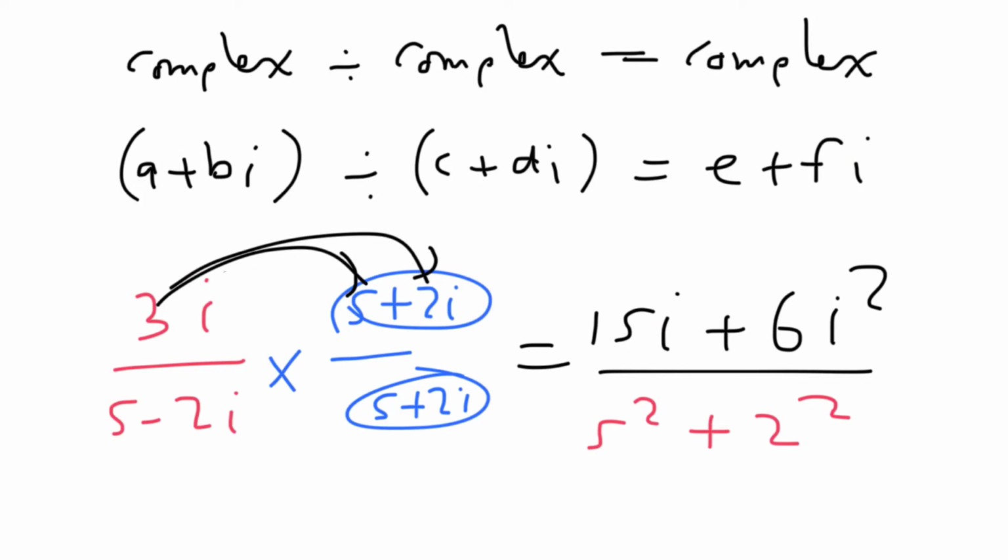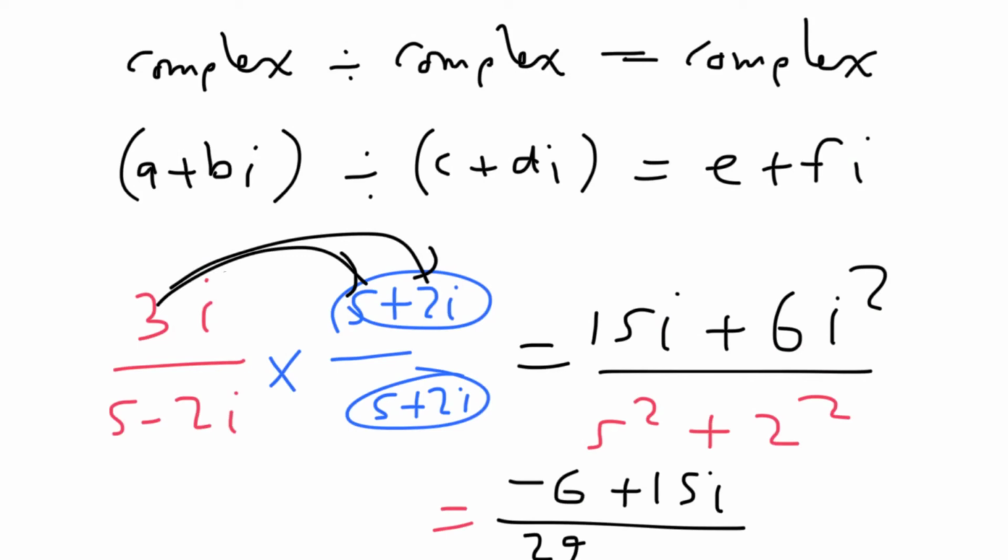Now let's simplify this to understand what the final answer would be. Of course, we said before that i squared would be minus 1, so this will be minus 6, right? So I write this as minus 6 plus 15i. I put the real part in the beginning. Usually you write the real part in the beginning. It's okay to write it at the end, but it's better to be in the beginning. And then I'm going to divide this by the real part, which is 5 squared plus 2 squared. 25 plus 4 is 29. So this will be divided by 29. Okay, so this is the answer.